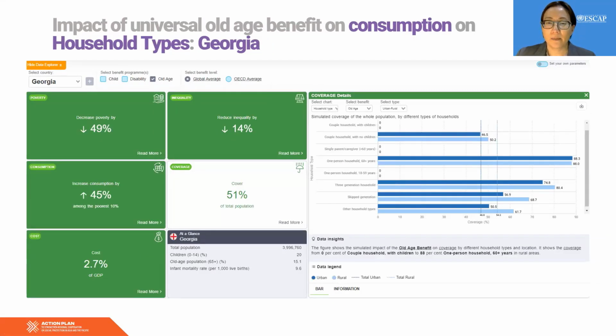And we also see, in terms of coverage, the distribution of benefits across different types of households. We see that the benefit would also reach households that we generally consider to be more at risk of being in vulnerable situations, such as skip-generation households or one-person households with persons aged 60 and above. And these households would boost their consumption quite significantly through this universal old age benefit, and thereby have that added cash transfer cushion to help mitigate their vulnerabilities and also inequalities.